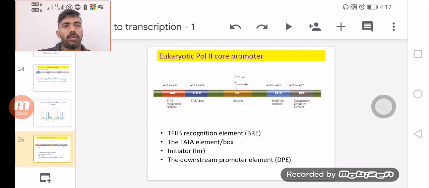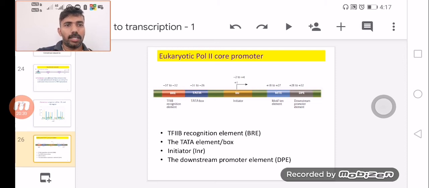Now we are moving on to the promoter sequences in the eukaryotic system. Even though we know that there are different polymerases in eukaryotes, like Pol 1, 2 and 3, for each polymerase enzyme a different promoter also exists. But here we will be seeing the structure of the eukaryotic polymerase 2 core promoter region.